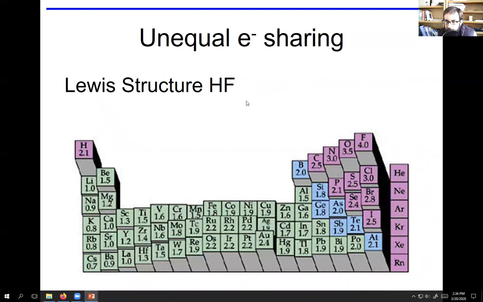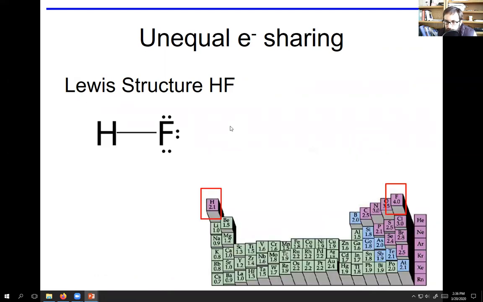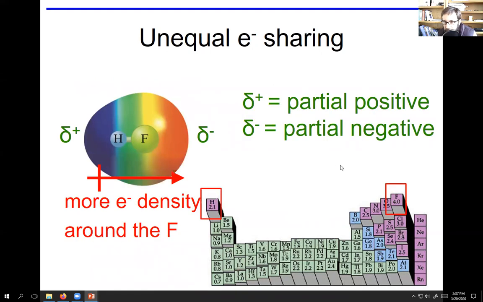So if you think about HF, if we drew the Lewis structure of that, it's going to be this. We did that as a practice. And look, fluorine is way more electronegative than hydrogen. It's the most electronegative element. So you can then calculate the difference in electronegativity between the two: 4.0 minus 2.1. I'll always give you these values on the test. You'll be given a chart if you need it. So the difference in electronegativity between hydrogen and fluorine is 1.9. And so there's going to be much more electron density on the fluorine.